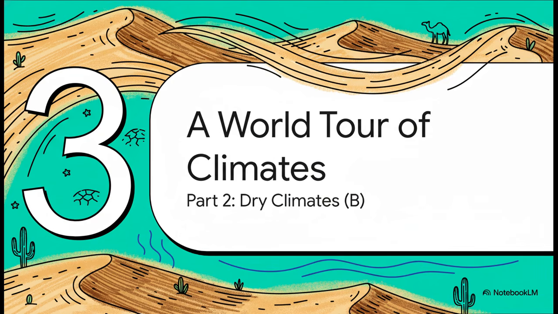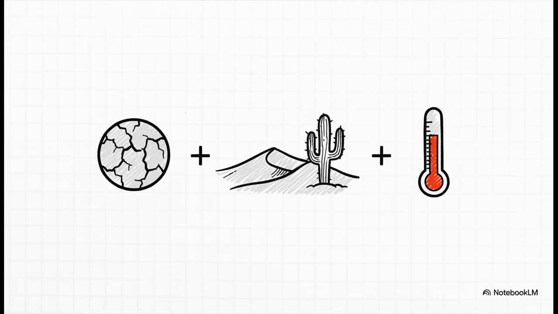All right, next stop on our world tour, the dry climates of Group B. As the name says, these are the places where there is very little rainfall. Imagine vast sandy deserts. So let's look at the subtropical desert, or BWH. Come on, let's crack this code. B is for a dry climate. The W stands for desert.